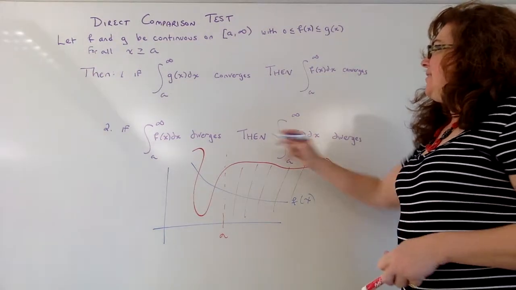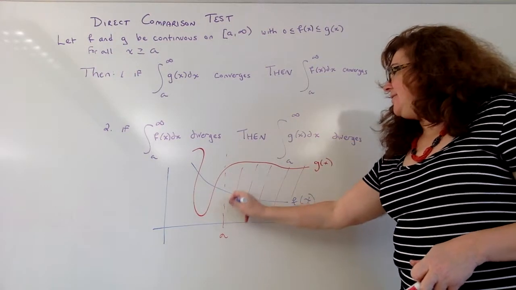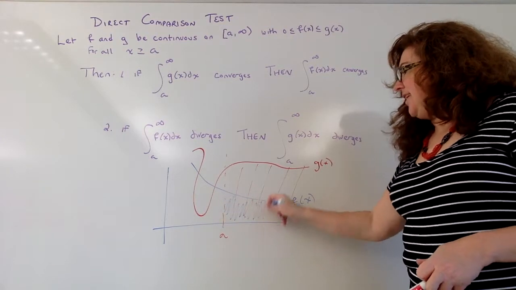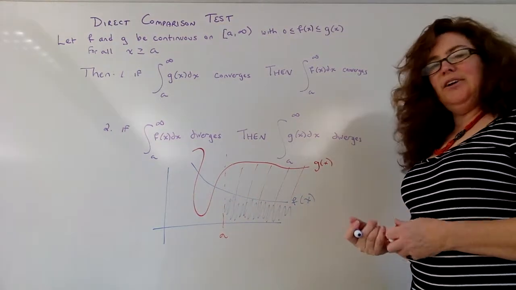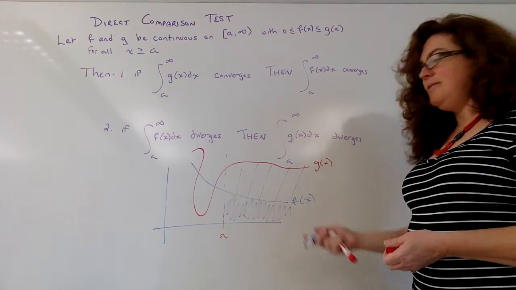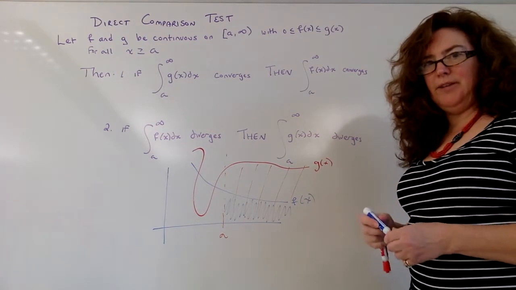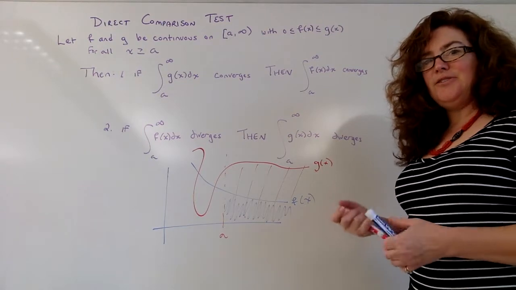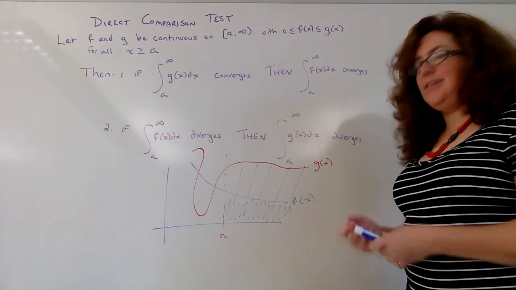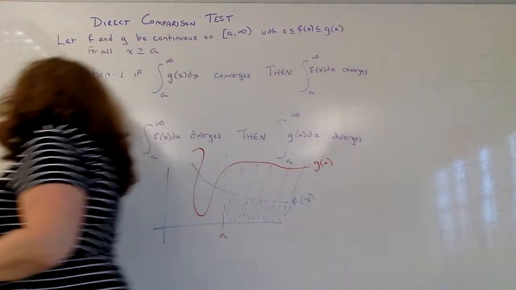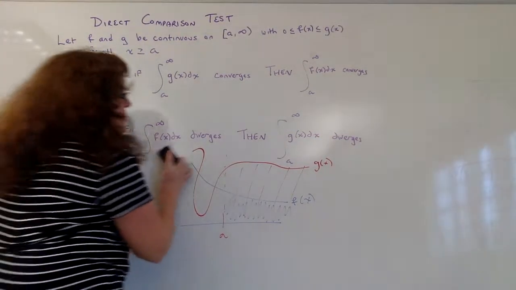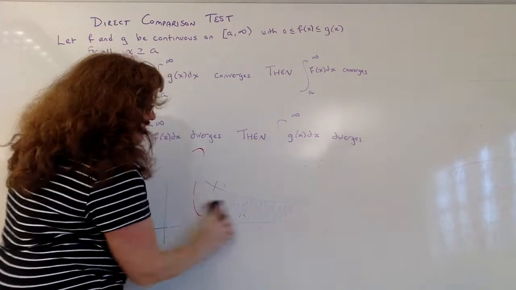Similarly, if we look at the second part, again, an integral is just an area. If this area is infinite, well, this area is bigger, so this area has to be infinite as well. So that is the direct comparison test. So how does this help us? Sometimes we have something and we want to investigate the convergence of it.